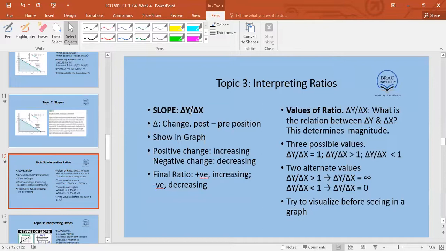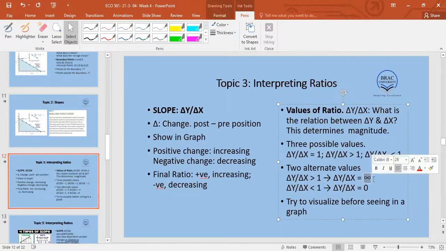Now the values of the ratio. We have settled these. There can be only three possible ways. Greater than 1, and if it carries on becoming greater than 1, the maximum value that it can become is infinity, where del x, the change in the denominator, becomes 0. The other is, if it keeps decreasing, the minimum value that it can attain is 0.